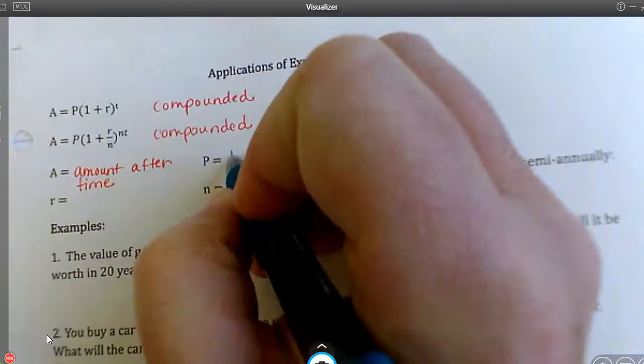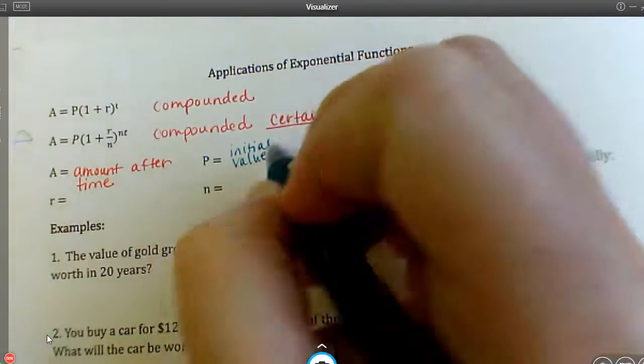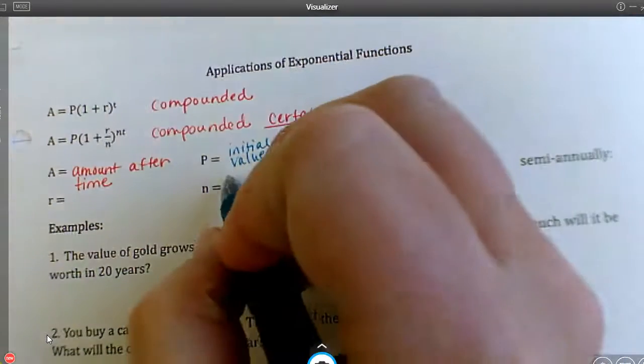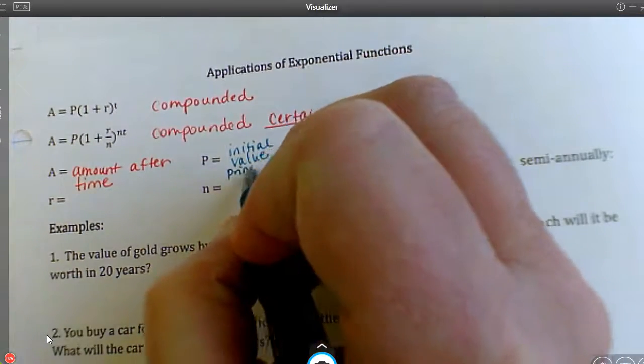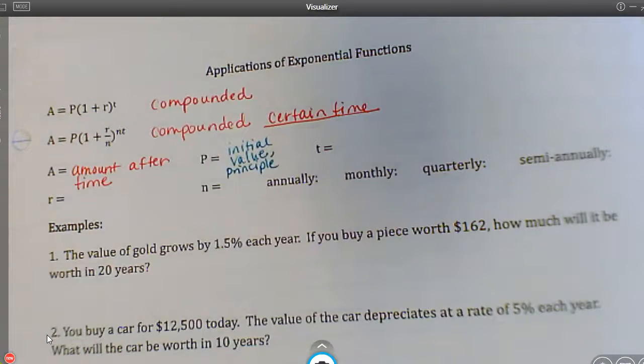P is your initial value, or your starting value. Sometimes it's also called the principal. The principal is the initial value or the beginning amount. Okay? Different from the principal of the school, but it does represent the amount that you start with.